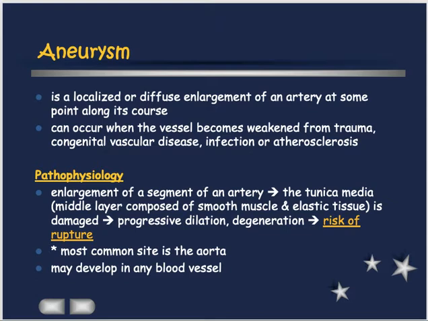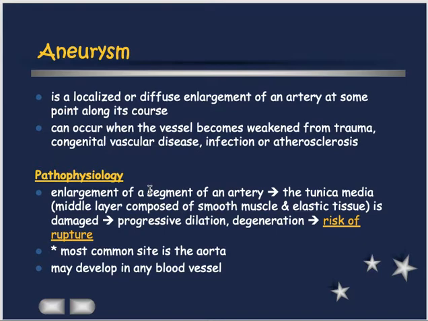So an aneurysm is a localized or diffuse enlargement of an artery at some point. It can occur when the vessel becomes weakened after trauma, congenital vascular disease, infection, and atherosclerosis, right? Now, what type of aneurysm are we going to discuss in this lecture? Basically, AAA, or abdominal aortic aneurysms. By the way, there is thoracic aortic aneurysm as well. We will discuss that also.